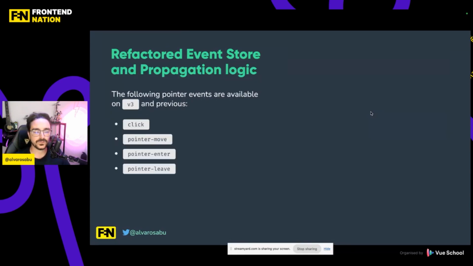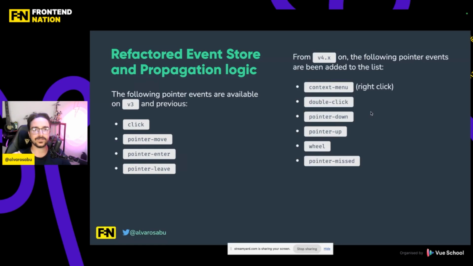We also refactored the event store and the propagation logic. So until the V3, we had only click event, pointer move, pointer enter, and pointer leave. But thanks to our contributors, now in the V4, we have also right click, double click, pointer down, pointer up, wheel, and pointer miss in case we want to check whenever we click outside.